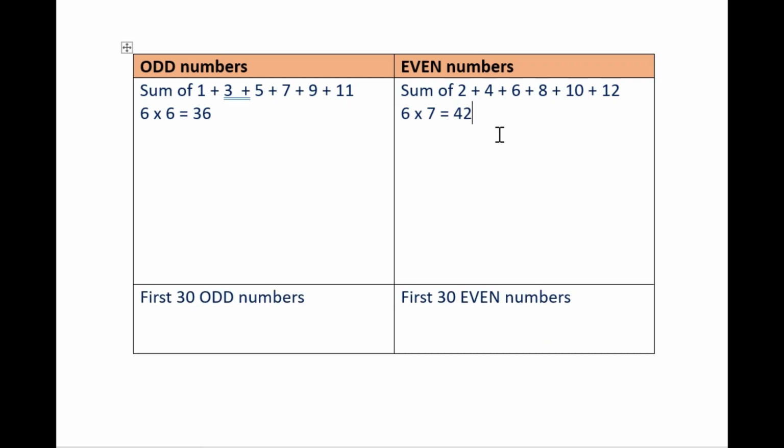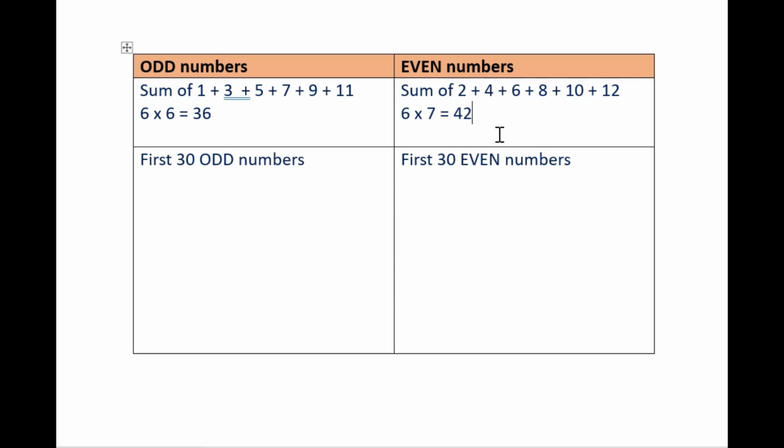Let's take a look at another example here. For 30 odd numbers, the answer is 30 into 30, which is equal to 900. For the first 30 even numbers, when we say first 30 odd and first 30 even, we start from 1 for the odd numbers and from 2 for the even numbers. So for the first 30 even numbers, it is 30 into 31, because for even numbers the next number is an incremental number. The answer is 930.